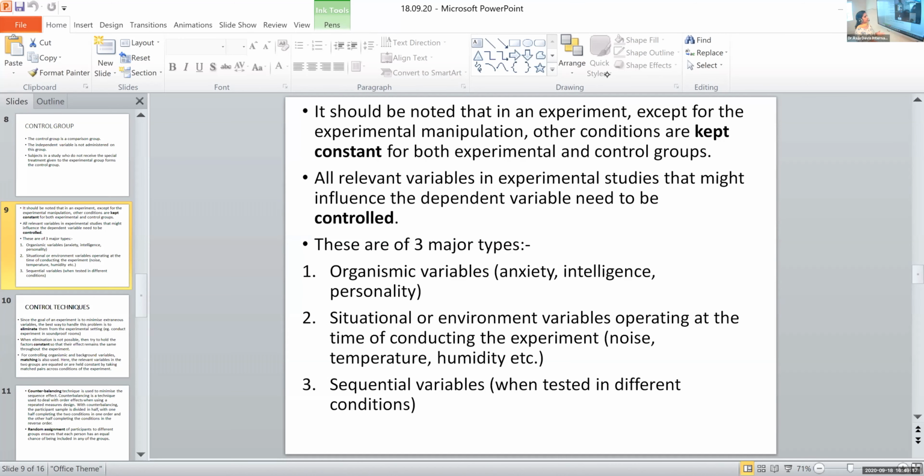So what we should do is, when we set the experimental method to do the experiment, we have to make sure that the situations or the conditional factors or all other factors influencing the dependent variable, that is in our study relaxation, should be kept constant or kept under control. That is a very important thing to note.